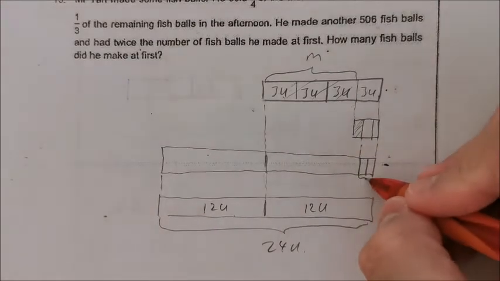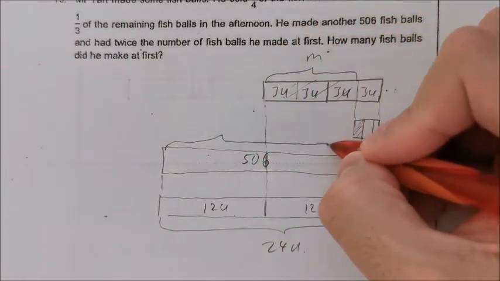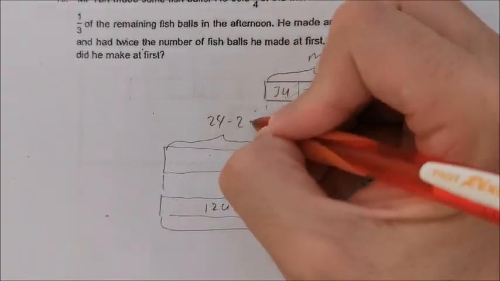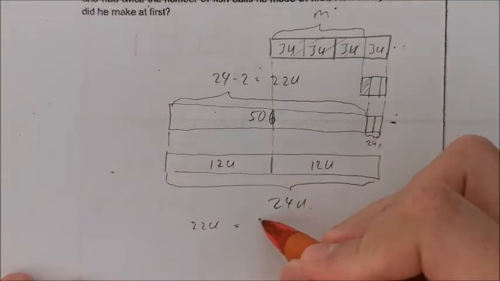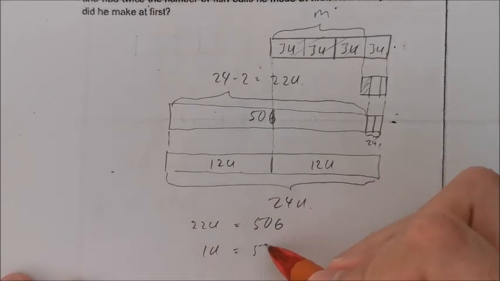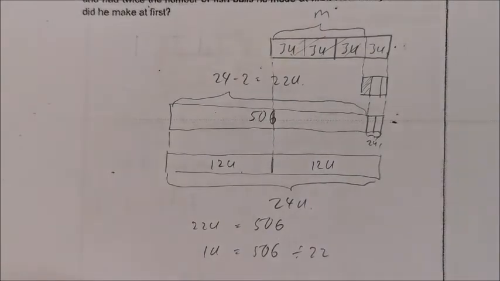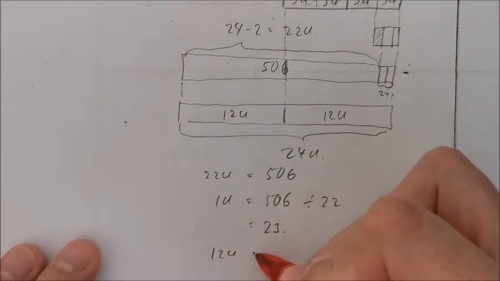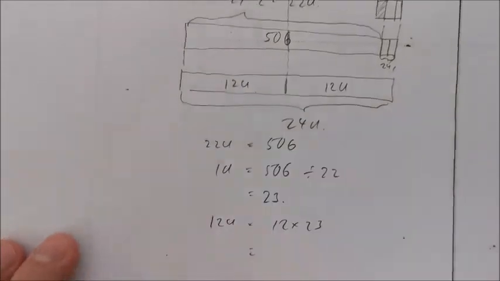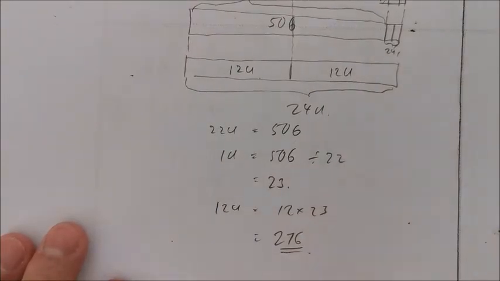So can you see that he's left with 2 units here, right? And he made 506. So it will be 24 minus 2, 22 units. So we can deduce that 22 units is 506. So 1 unit will be 506 divided by 22. We get 23. So how many fish balls did he make at first? At first is 12 units, right? So we just need to take 12 units equals 12 times 23. We have 276 fish balls at first.